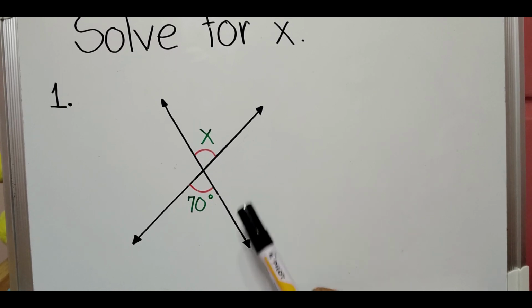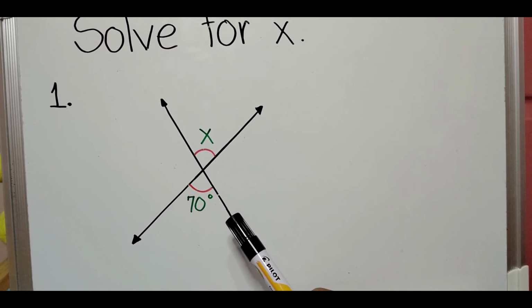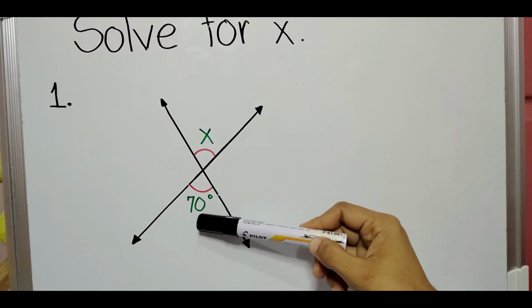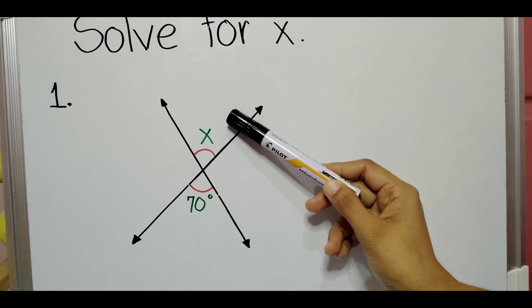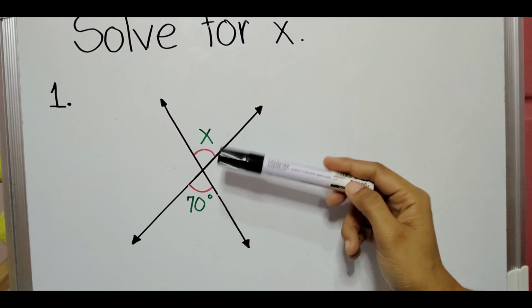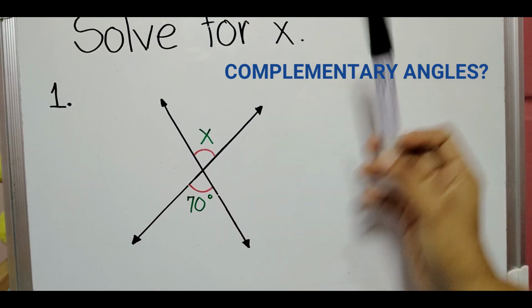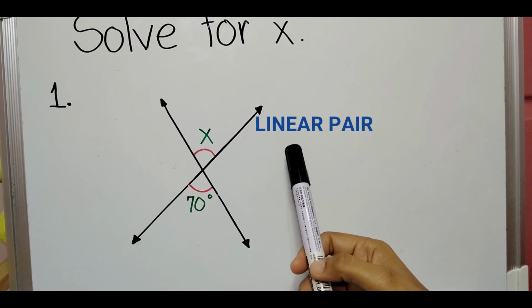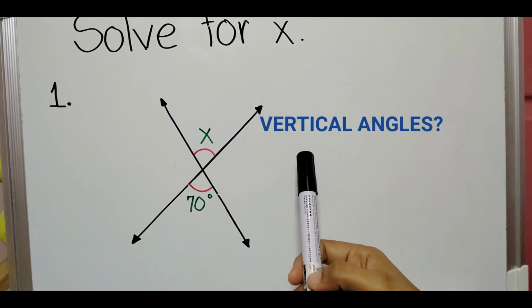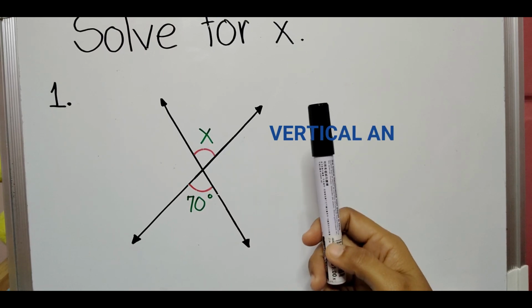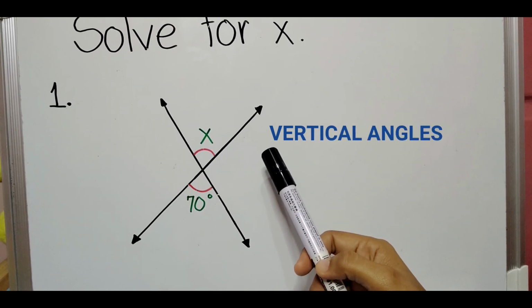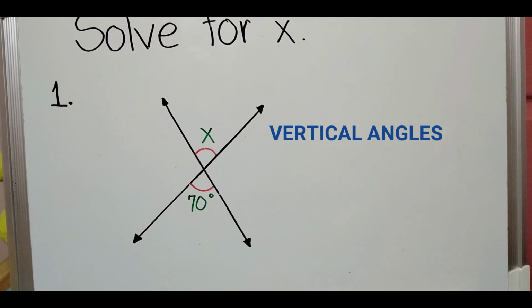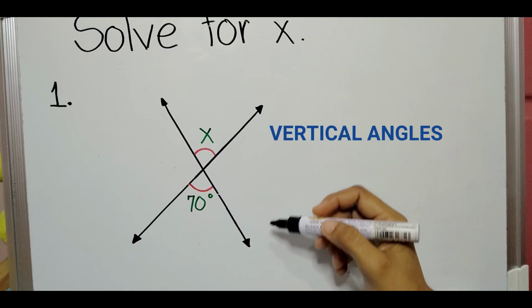To answer number 1, let us first examine what type of angle pairs the given angle and the unknown x are. Are they complementary angles, supplementary angles, linear pair, or vertical angles? I heard someone saying vertical angles. Yes, you're right. And remember that vertical angles are always congruent.